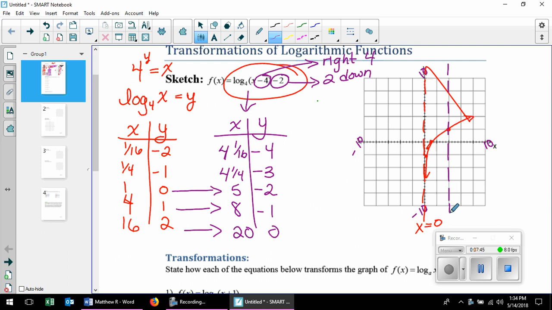And these are going to be my values. So at 4 and 1/16, so that's really, really close to the line, I'm going to be at -4. At 4 1/4, I'm going to be at -3. At 5, I'm going to be at -2. At 8, I'm going to be at -1.